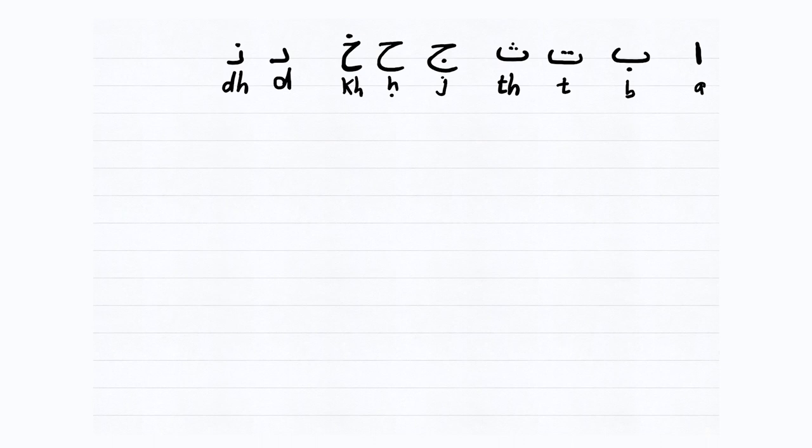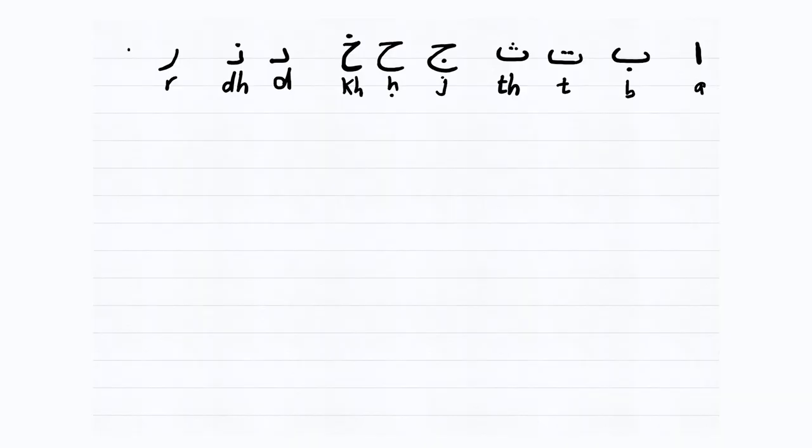Dal, dhal, and then we have two letters that look like each other. Ra, that's an R. Ra, and in Arabic, sometimes we roll it. Repeat, ra. And then zain, just like the ra with a dot. That's like the Z. So you have alif, ba, ta, tha, jim, ha, kha, dal, dhal, ra, zain.